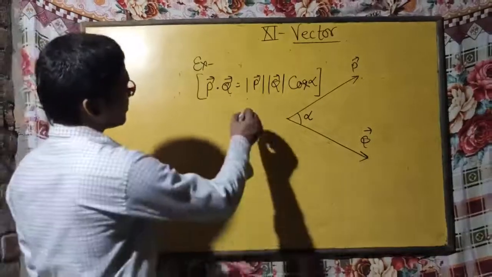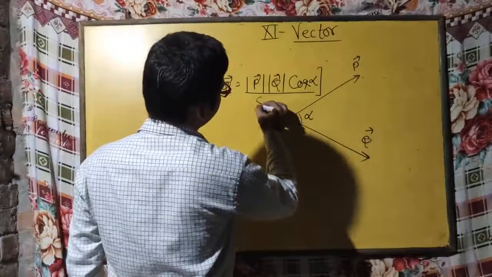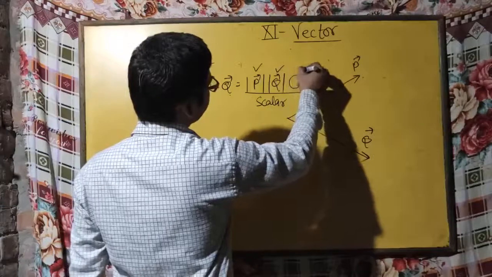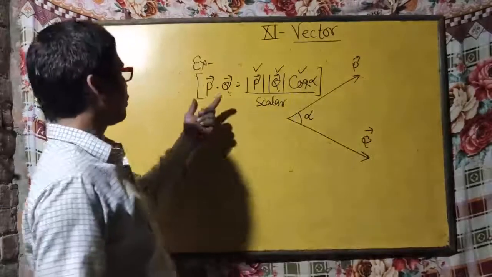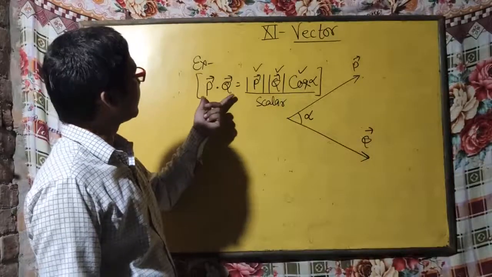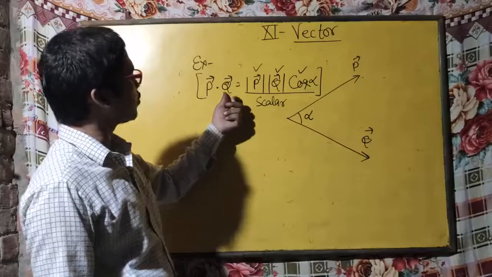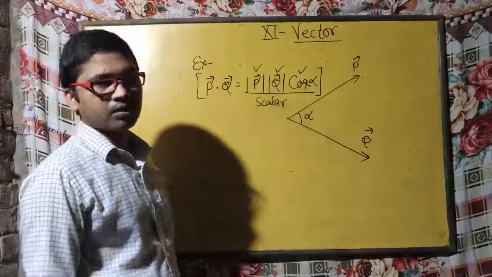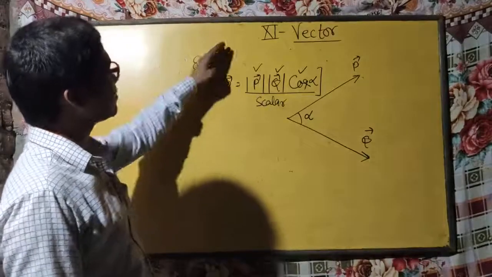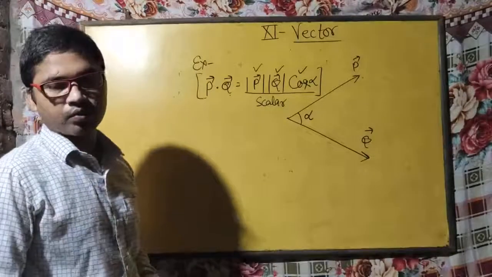Now you can see this is a scalar quantity, because this one is a number, this one is also a number, this one is also a number. So the scalar product of two vectors P and Q gives you some number actually, and numbers are scalar, so this is known as the scalar product. Okay.